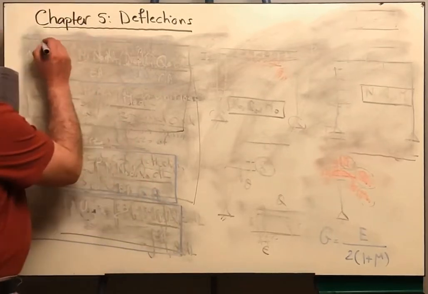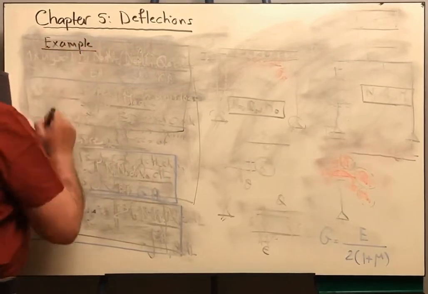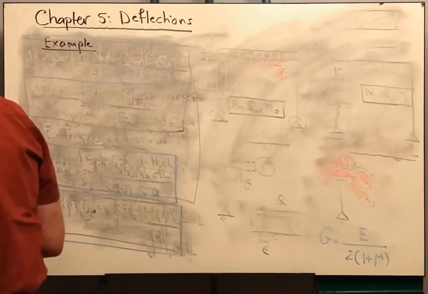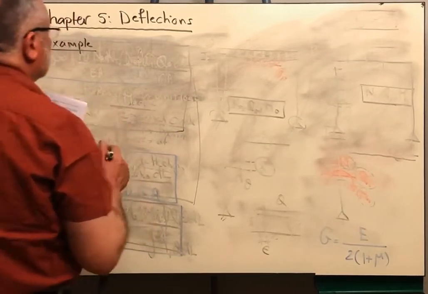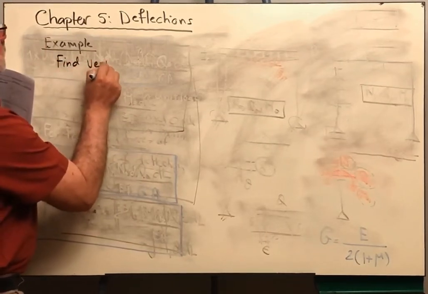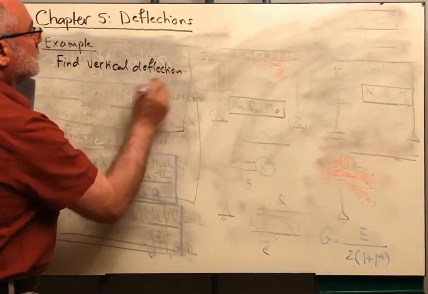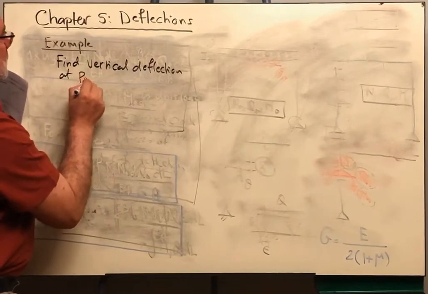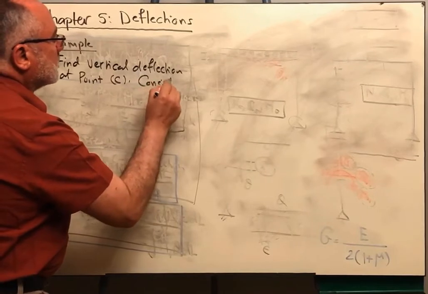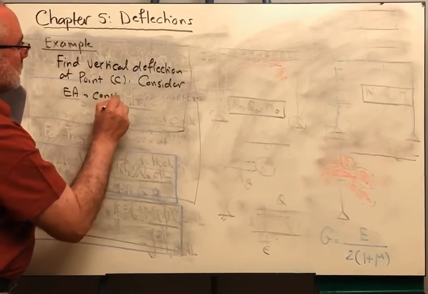Example. Find the vertical deflection at point C. Consider EA is constant.